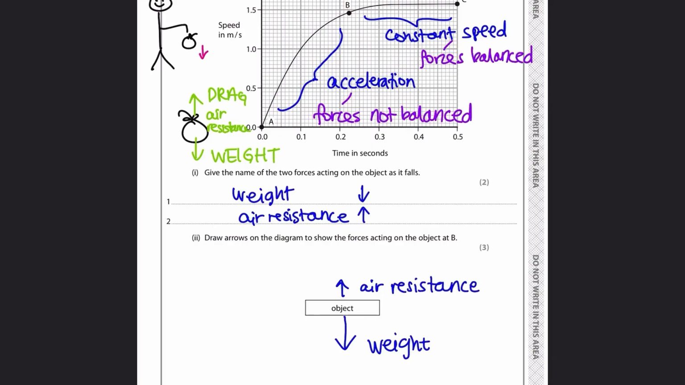Because if it's bigger, then the object will fall upwards. And that doesn't make sense because you're dropping the object. So it should be moving down. So that's how you do it.